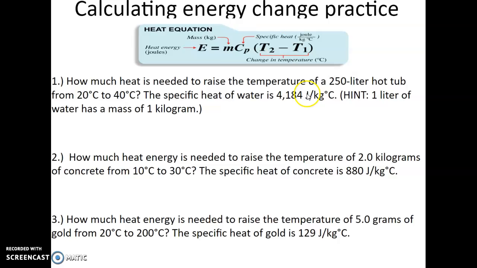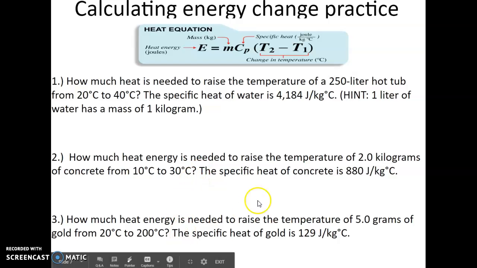So here, again, you're trying to figure out how much heat energy you would need to change the temperature of concrete. You need to know how much concrete you're dealing with. In this case, I'm dealing with 2 kilograms, so that would be the mass. The specific heat of concrete is 880 joules per kilogram degree Celsius. And then I'm changing the temperature from 10 degrees Celsius to 30 degrees Celsius, so it would be a change in temperature of 20 degrees. So it would be 2 kilograms times a specific heat of 880 joules per kilogram degree Celsius times a change in temperature of 20 degrees Celsius.